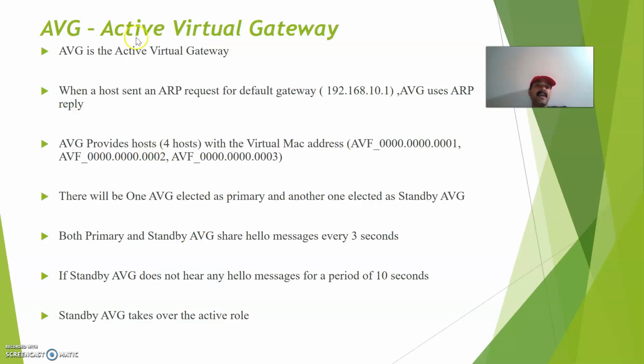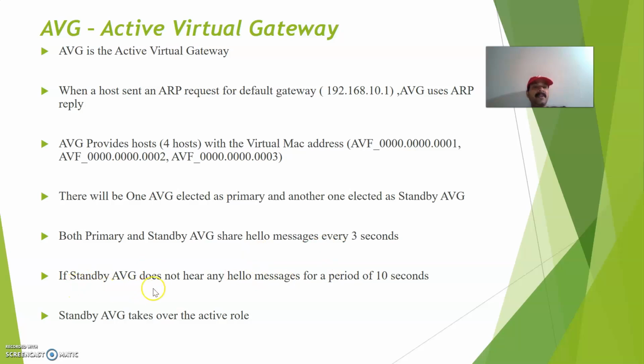So AVG is an active virtual gateway, which is selected as the router with the highest priority or the highest IP address. AVG answers the ARP request and assigns the virtual MAC address to the individual client, right? Similar to HSRP, there are two AVGs. One is elected as the primary and the other is elected as the standby AVG, and both exchange hello messages periodically, every 3 seconds.